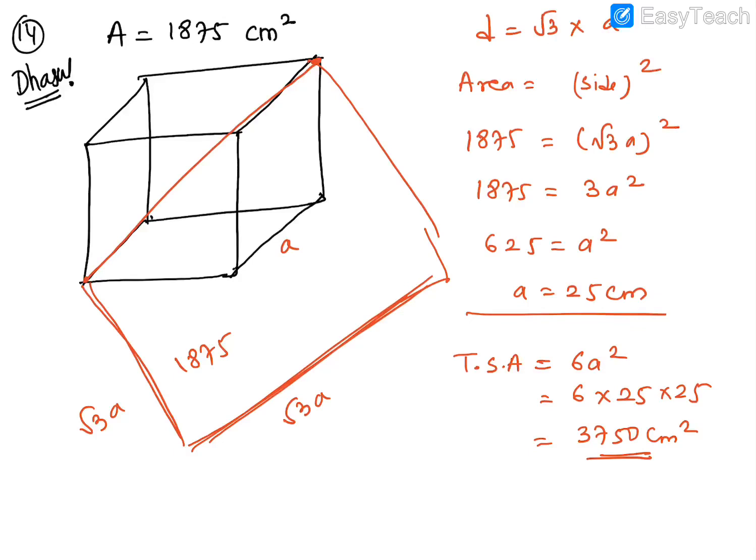Okay, then next problem. Let's check the answer of this first. Okay, the answer is coming wrong, I guess. 37, no, it's correct, 3750 only, yeah. Okay, then next problem, number 14. Sorry, this was only a 14 problem. So now we'll do problem number 15.